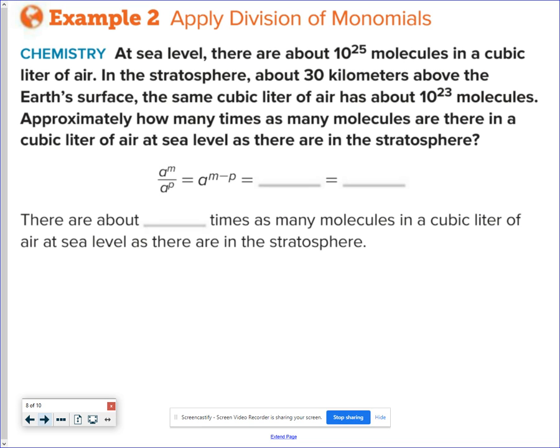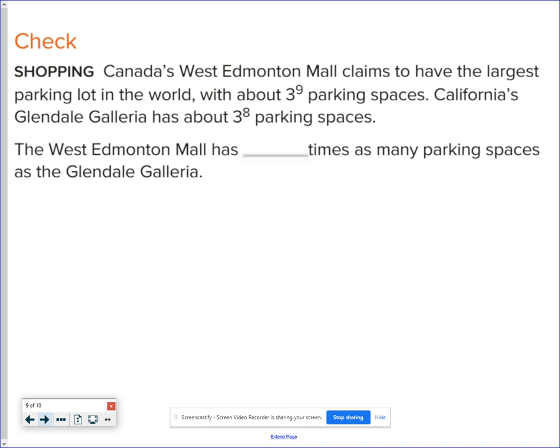So I want to know approximately how many times as many molecules are there at sea level versus in the stratosphere. So I would have, I'm going to treat this like a fraction bar, 10 to the 25th at sea level, 10 to the 23rd up in the stratosphere. Without writing out all those zeros, that's just going to be 10 to the 2nd, which is really 100. There are 100 times as many molecules at sea level as there are in the stratosphere, talking about air molecules.